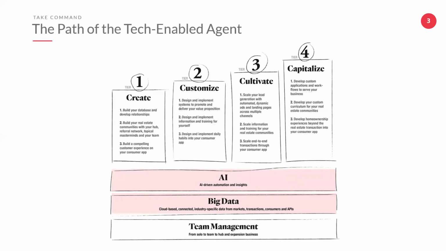From there, it goes into customizing, where you can build pieces out to match your marketing, to your style, your look or your brand. And then it gets into cultivating and capitalizing. The cultivating is when you start to get the automated drip campaigns in place, the automated monthly neighborhood nurture, which we'll talk about, and then capitalizing on everything that you've got set up. So that's the path of the tech-enabled agent.